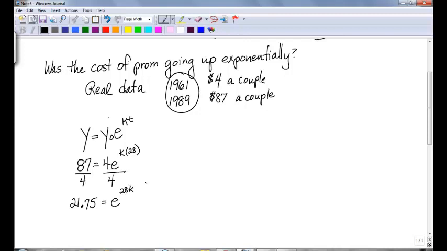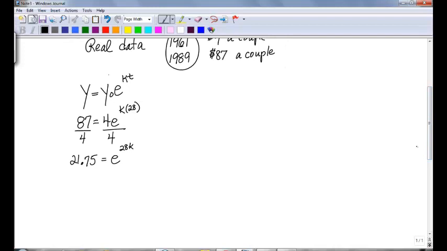And then we learned the other day that there's more than one way to work this problem. We went through it the other day. One way is to take the natural log of both sides. If you're in the exponential form, you can solve it by going to logarithmic form. And the natural log of 21.75 is 3.0796. You agree with that?